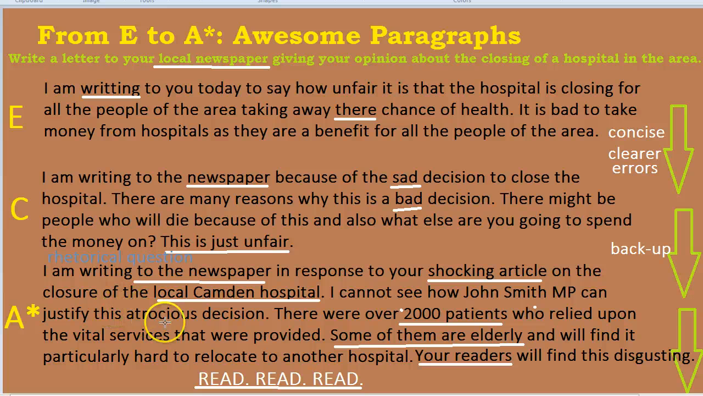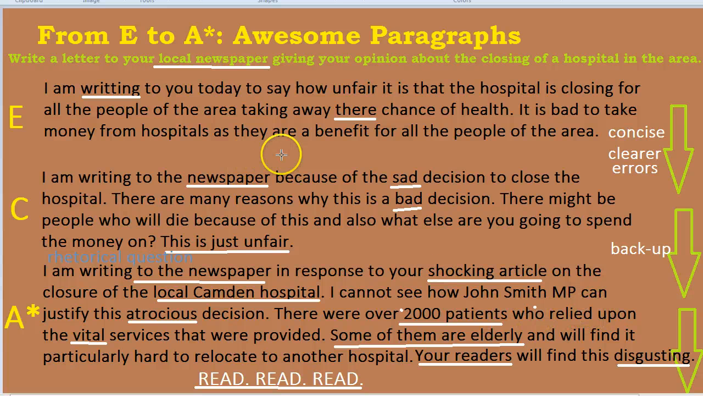Another thing you might have noticed is the vocabulary is really quite ambitious. Atrocious. That's a word you might want to sprinkle into some of your writing. It means really, really terrible. Vital means really, really important. And disgusting, as you might know already, means horrible. All of these interesting words makes it that bit more fun to read the article.